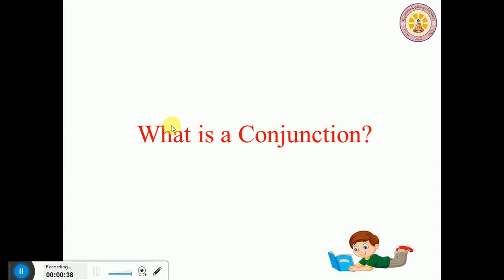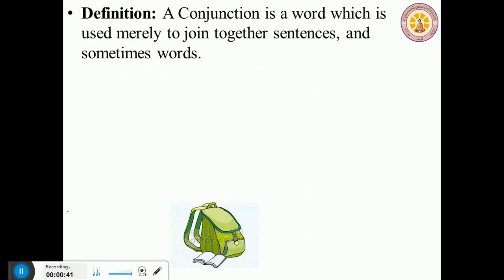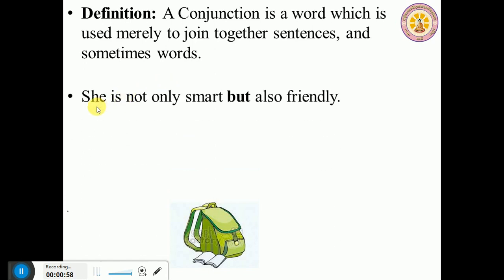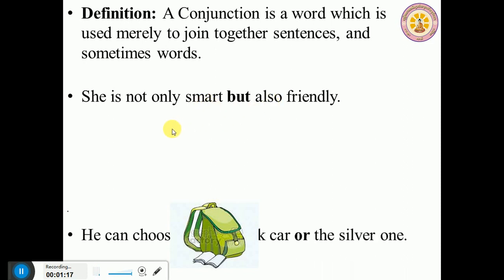Okay, what is a conjunction? Look at the definition of the conjunction. A conjunction is a word which is mainly used to join sentences together, and sometimes words. Example: she is not only smart but also friendly. So the conjunction but is used to join the word smart and the word friendly, that is adjective. So but here joins an adjective with an adjective.